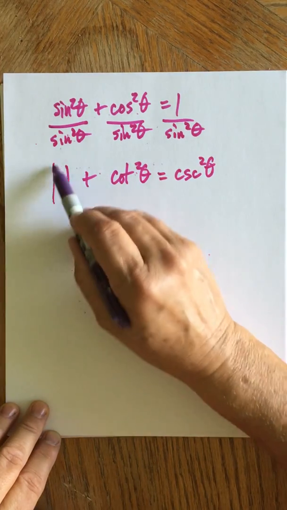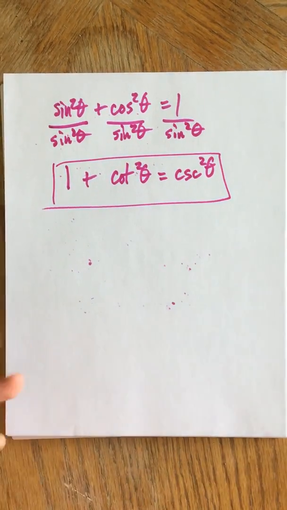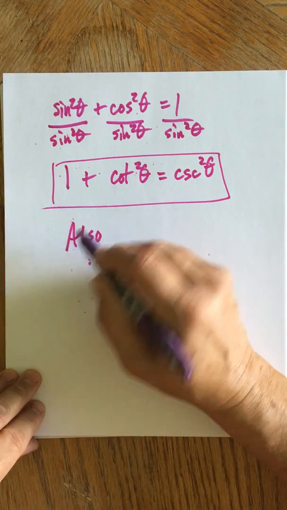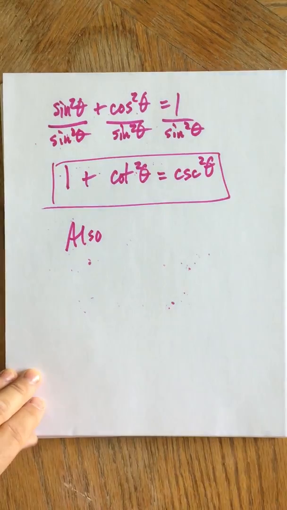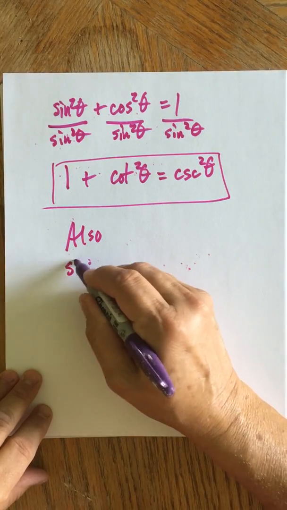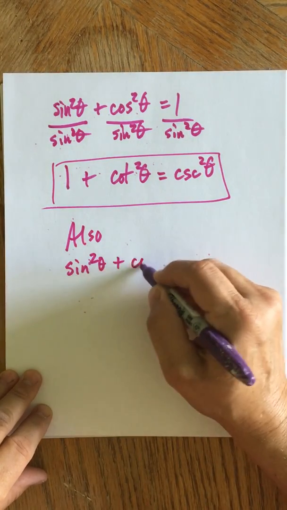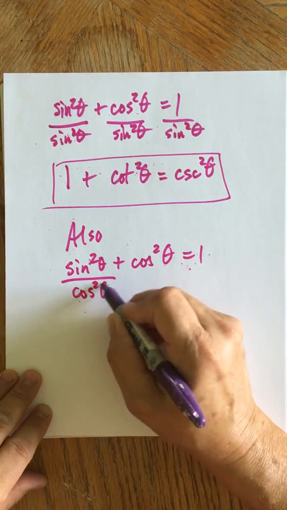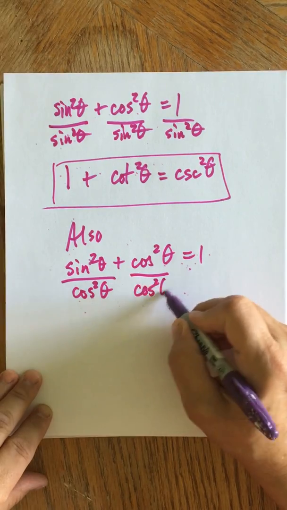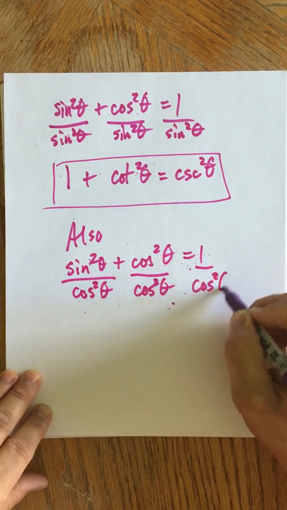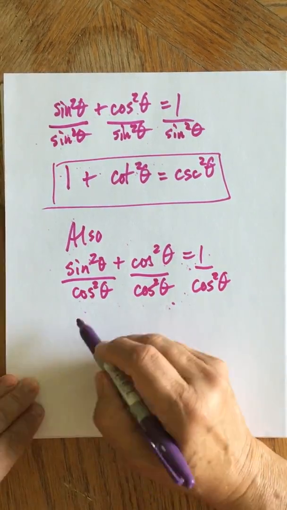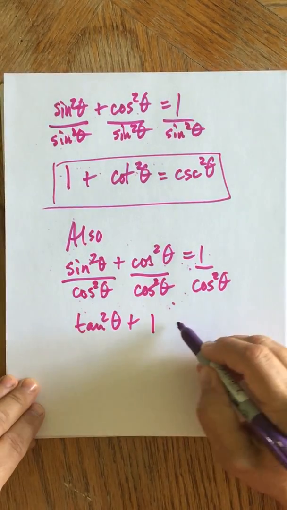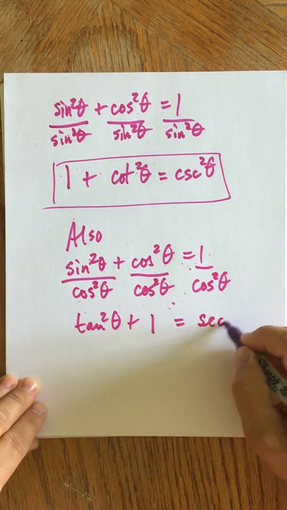So here's another identity some people use quite a bit, but I don't memorize it because I know I can get it very quickly. Let's do the same thing, but instead of dividing by sine squared, I'm going to divide by cosine squared and see what comes out. Sine over cosine is tangent, so this is tangent squared theta plus 1, and then this is secant squared theta.